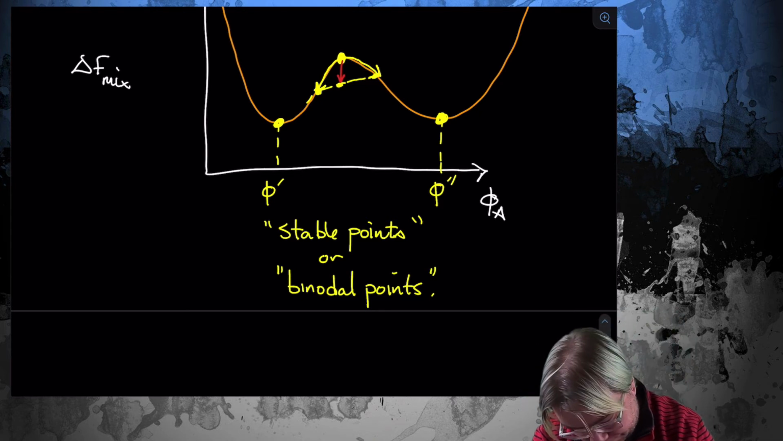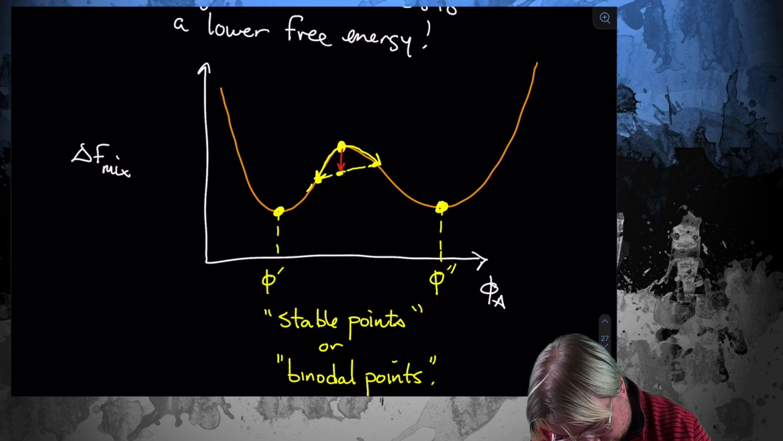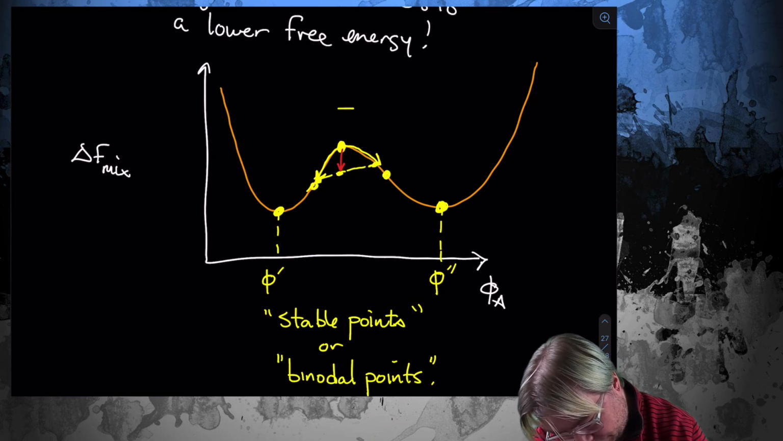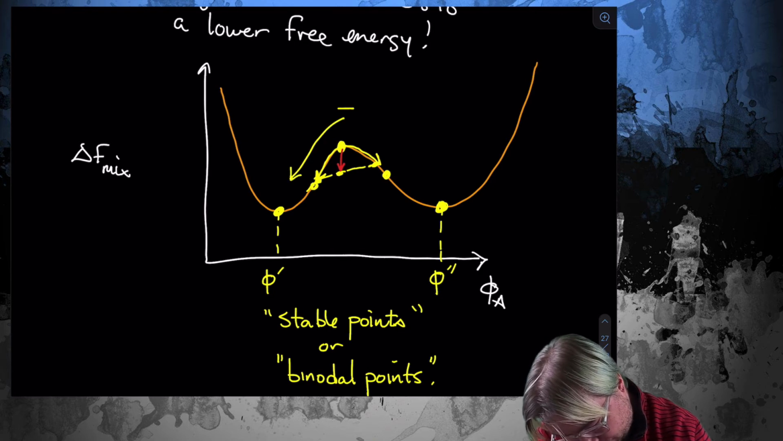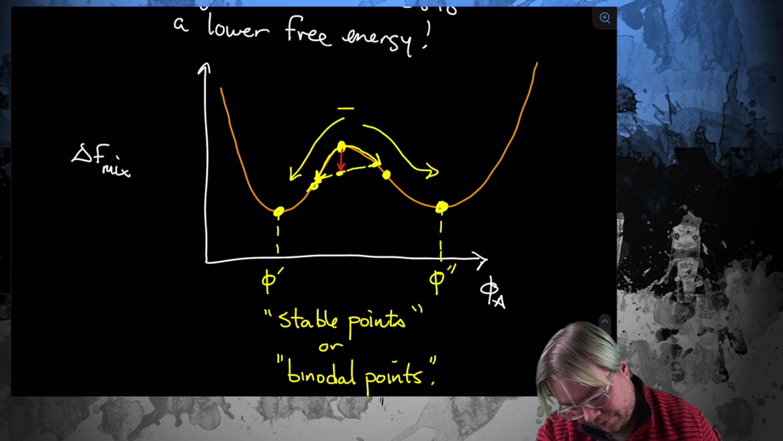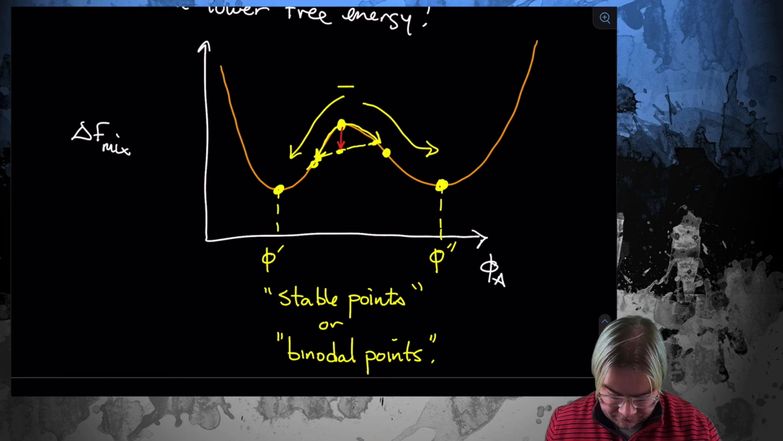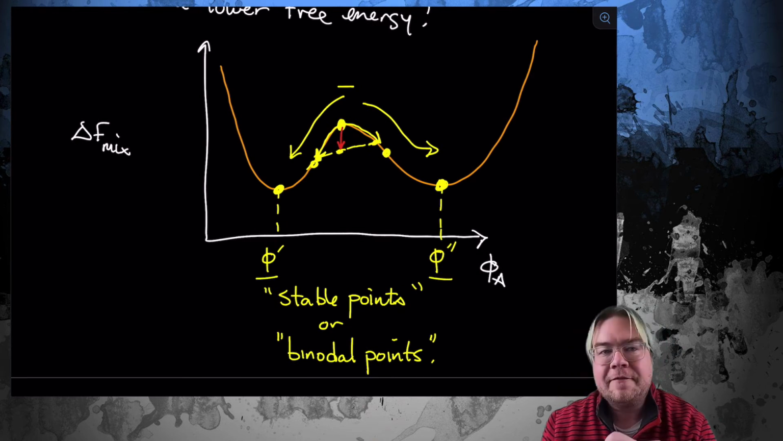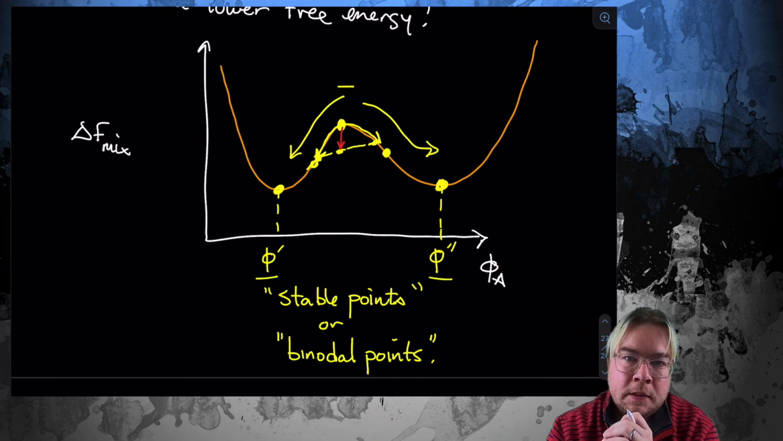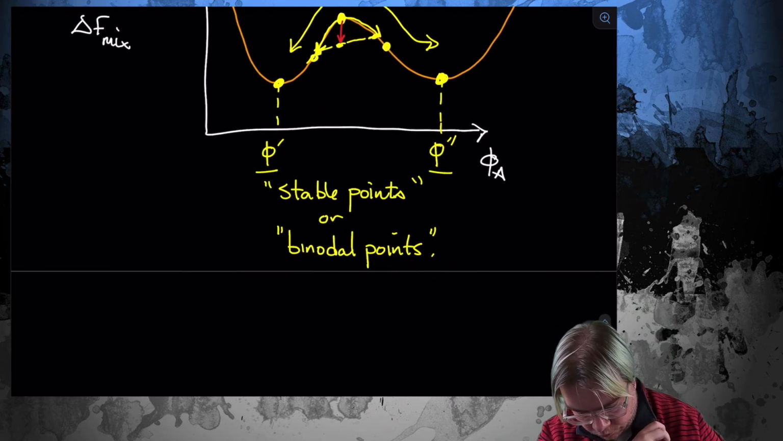So anything that forms in this region where there's negative curvature is going to form two phases, and the compositions of those phases will be phi prime and phi double prime. Right? Okay.